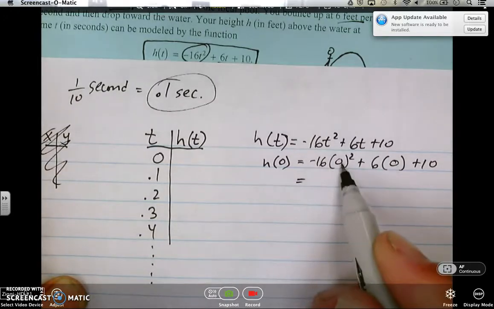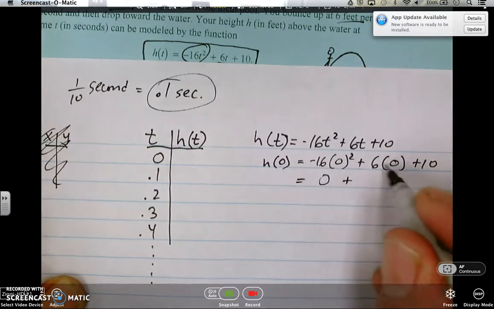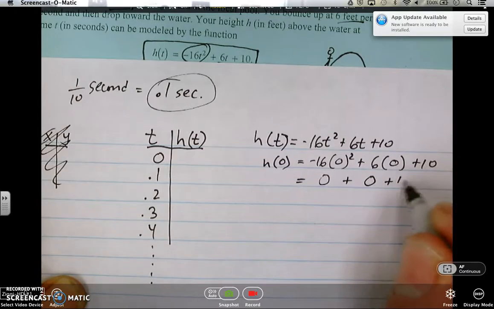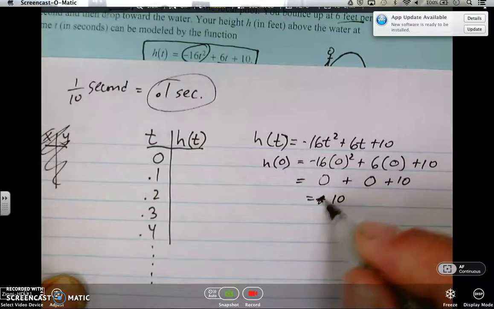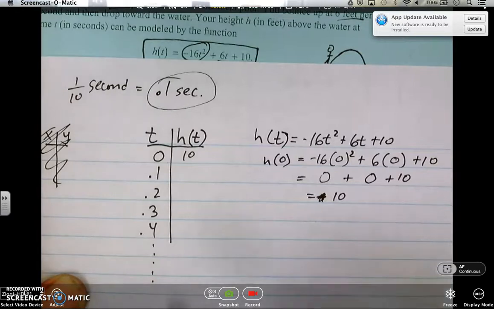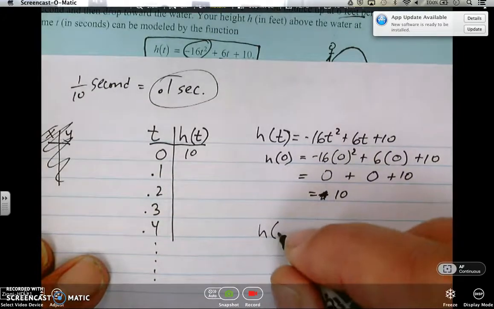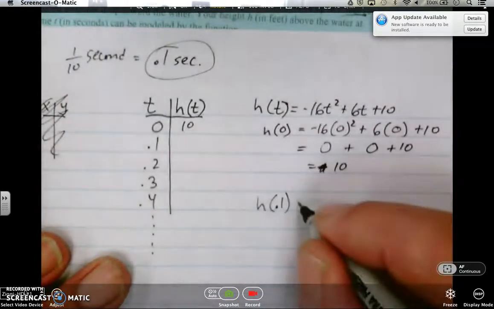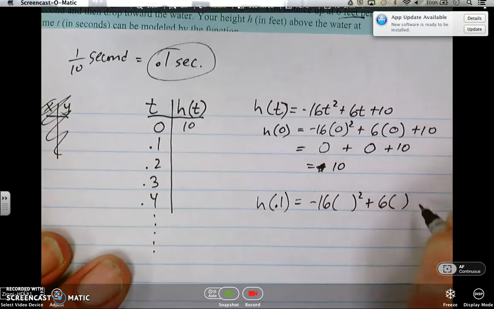So if we calculate this, 0 squared is 0, times 16 is 0, 6 times 0 is 0, and then you have the plus 10. We don't need a plus, just 10. So that's actually 1 point now. So we have 1 point on our graph. If we figure out the rest of these, then we'll have all the points. For the rest of them, it's going to work very much the same. I'd like you to try and write this notation so you get used to it. It's kind of weird, but once you realize it's just substitution, then it's not so bad.